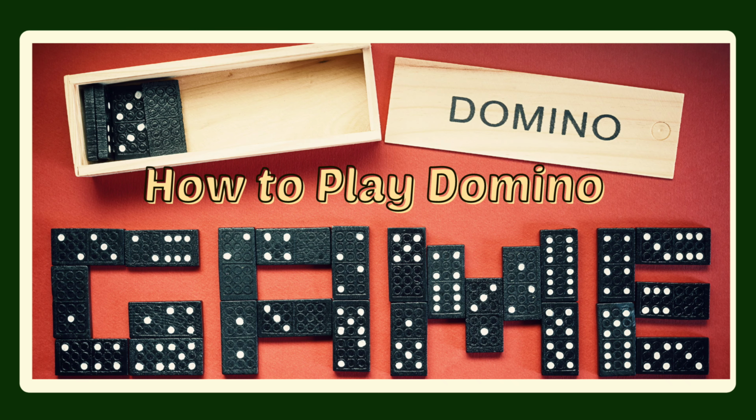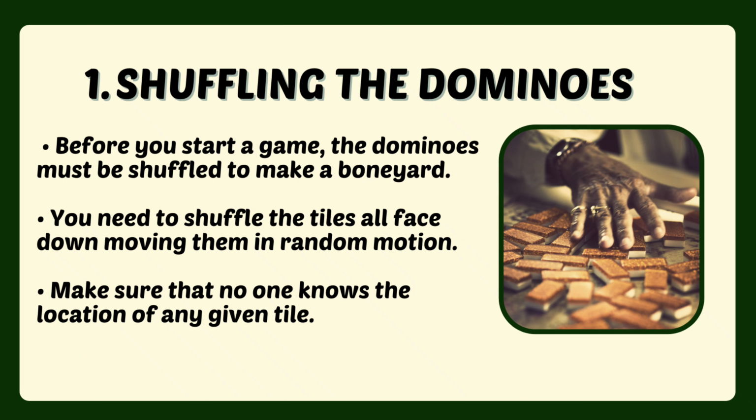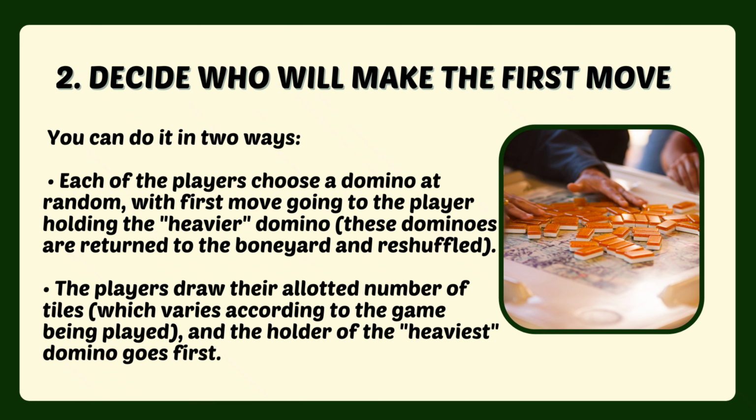How to play domino. Shuffling the dominoes. Before you start a game, the dominoes must be shuffled to make a boneyard. You need to shuffle the tiles all face down, moving them in random motion. Make sure that no one knows the location of any given tile. Decide who will make the first move. You can do it in two ways.